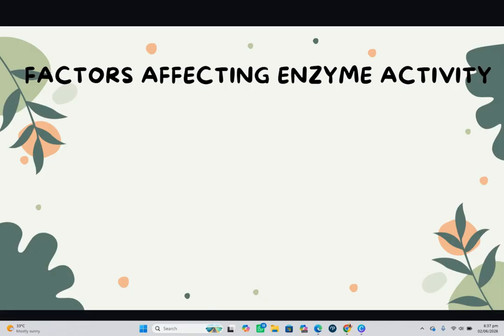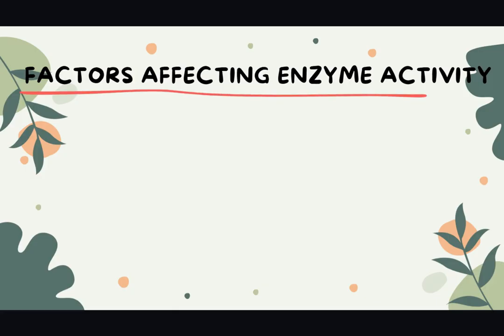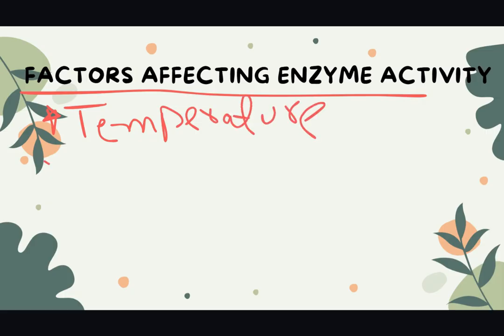The first thing that we're going to be discussing in this video, the main thing, is the factors that are affecting your enzyme activity. There are two factors in your syllabus. Number one is the effect of temperature on enzyme activity, and the second one is the effect of pH on your enzyme activity.